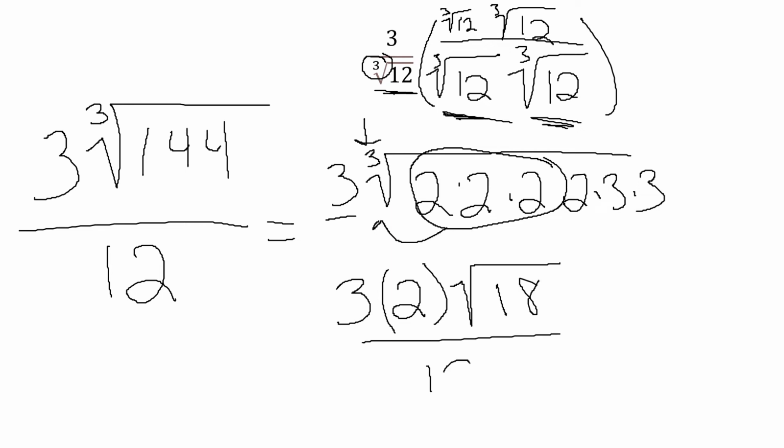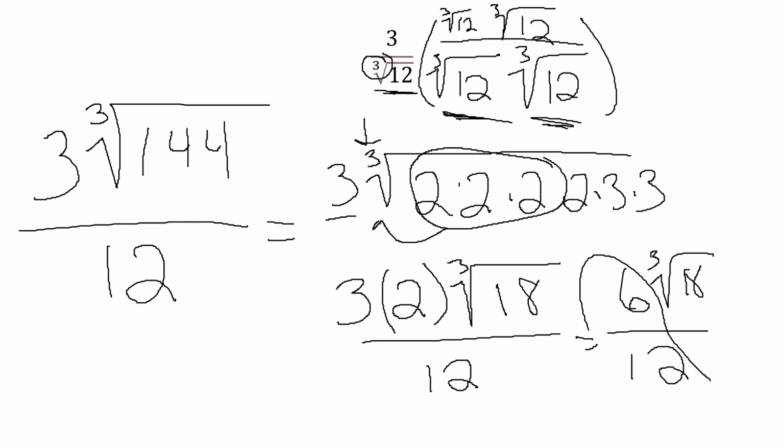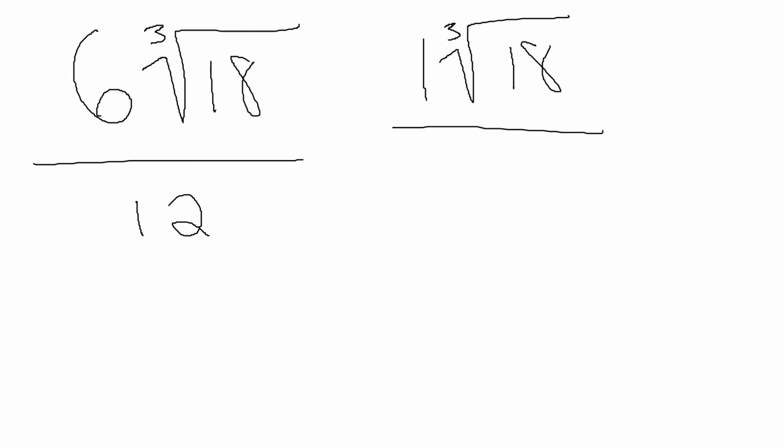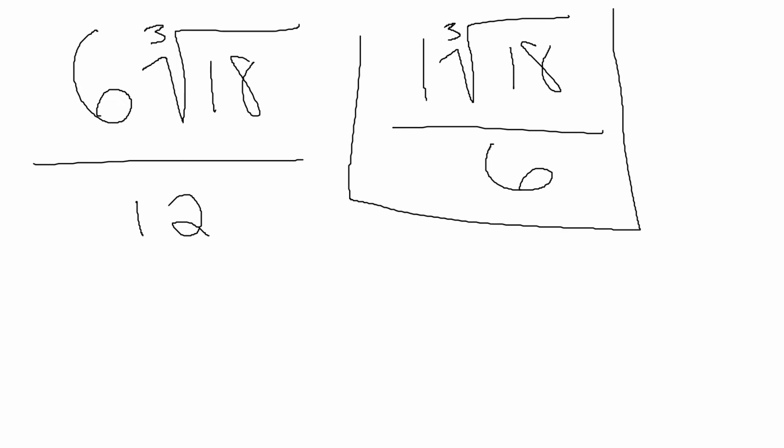That's still over 12. Don't lose that. 3 times 2 is 6. Oh, cubed root. My bad. Over 18, over 12. Now, 6 over 12 can reduce, and I'm out of space. 6 over 12 becomes 1/2. So, that's terribly written. All right, let's work where we have some more space. 6 cubed root of 18 over 12. 6 over 12 can reduce to 1. Cubed root of 18 stays over 12 divided by 2 is 6. So this is going to be my answer.